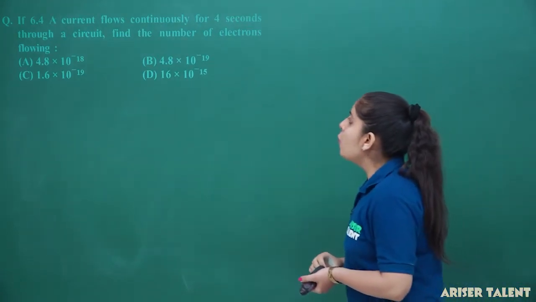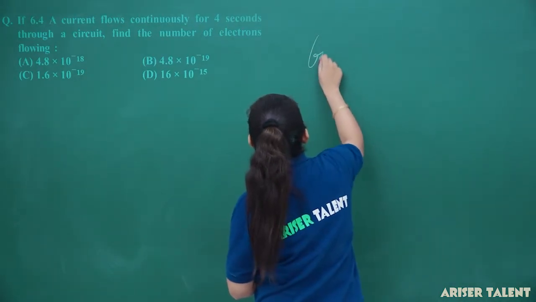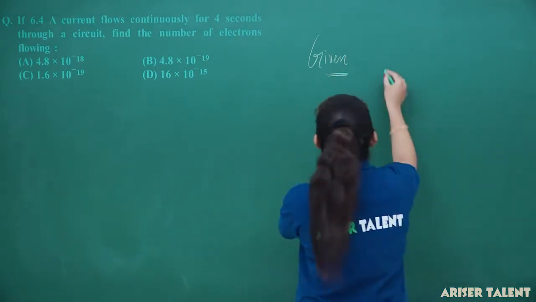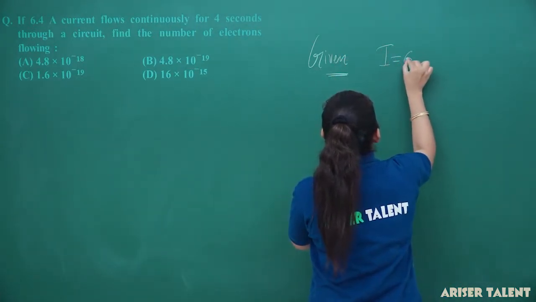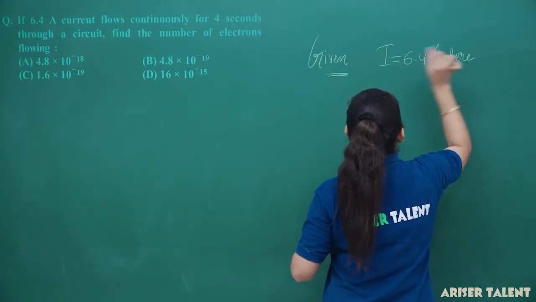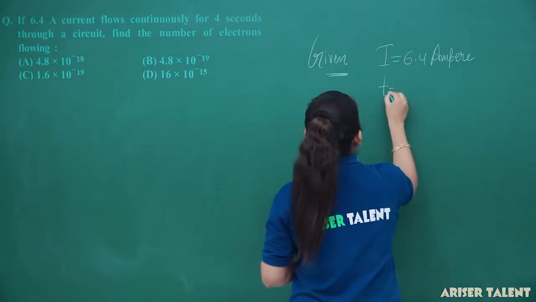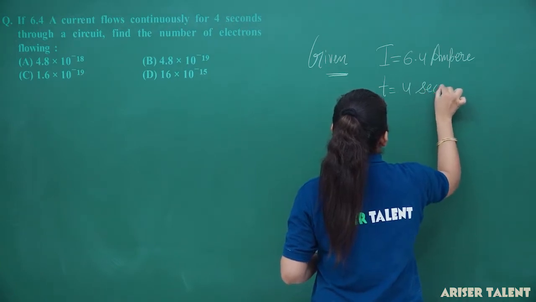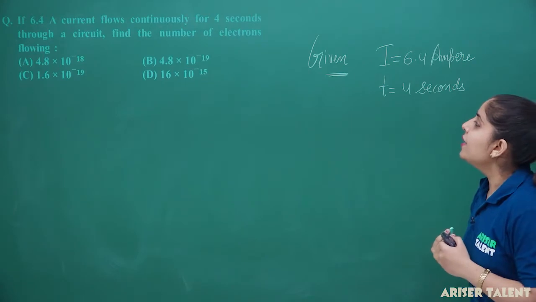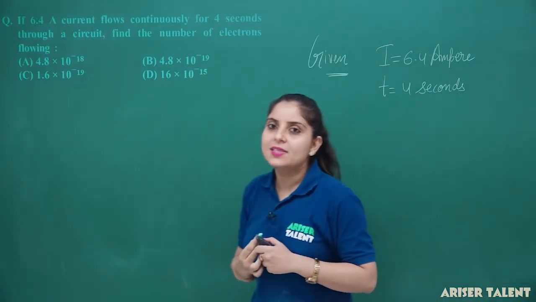If 6.4 ampere current flows continuously for 4 seconds. So firstly, I am writing the given conditions here. I is equal to 6.4 ampere. It is flowing for 4 seconds. Time equal to 4 seconds. Find the number of electrons flowing. So you have to calculate the number of electrons in the circuit.